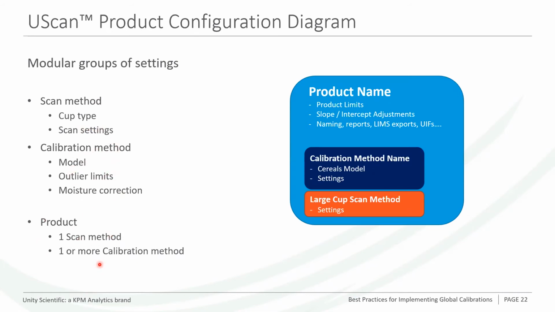And then we group them into a product, and our rules are one scan method and one or more calibration methods make up a product. And that product includes things like the name, product limits if you're in production and you want SPC charts or something like that. It's got slope, intercept, or bias adjustments, any naming conventions, reports, LIMS exports, all of those are available at a per product level, to optimize at a per product level.